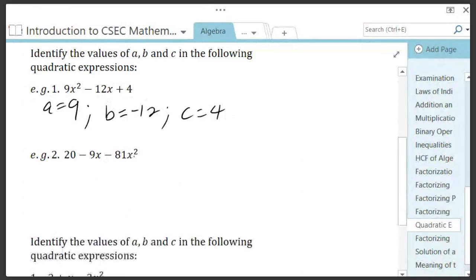Okay. Now what we have here in the second one, A is still the coefficient of x squared. All right, it's always that. So don't just think that the first value here is A. It's the coefficient of x squared, so it's minus 81 in this case. B here is minus 9. And C here is 20. Everybody clear with that?